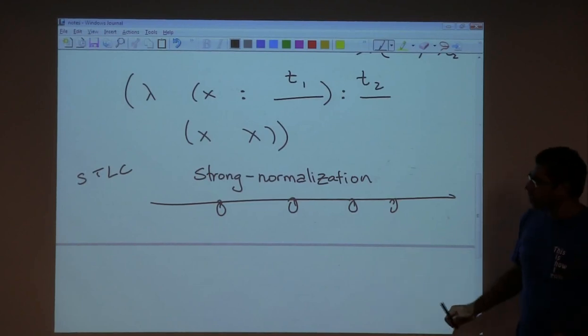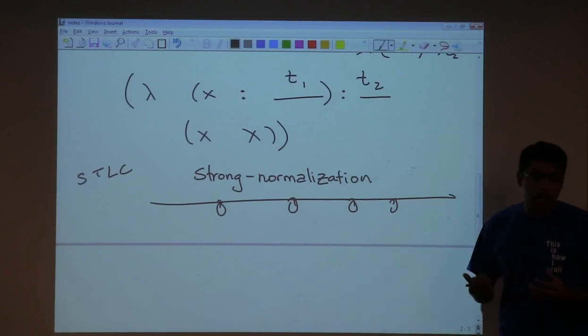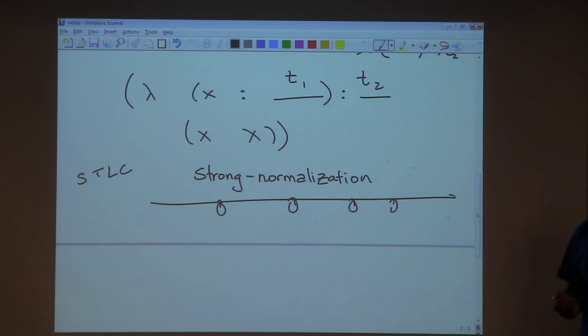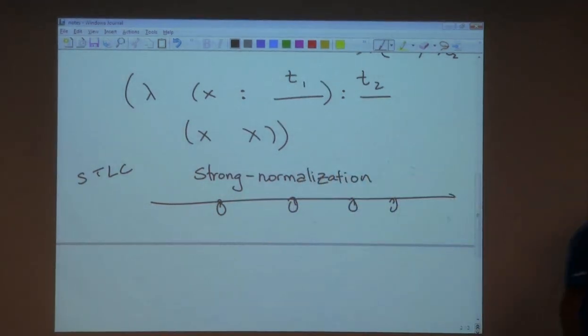And this is not an entirely hypothetical thing. People have done this sort of thing for active networks, where you actually put code inside the network. So as packets are being routed around, you want to make sure that they terminate, and so you use this idea. Another place where this idea is used is in the linking language for ML.